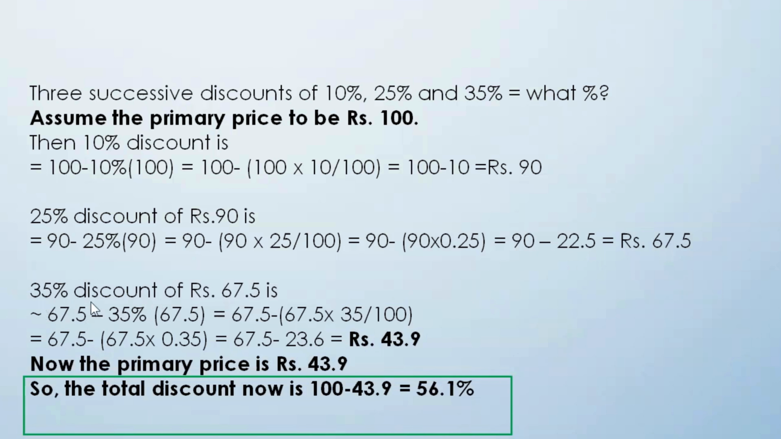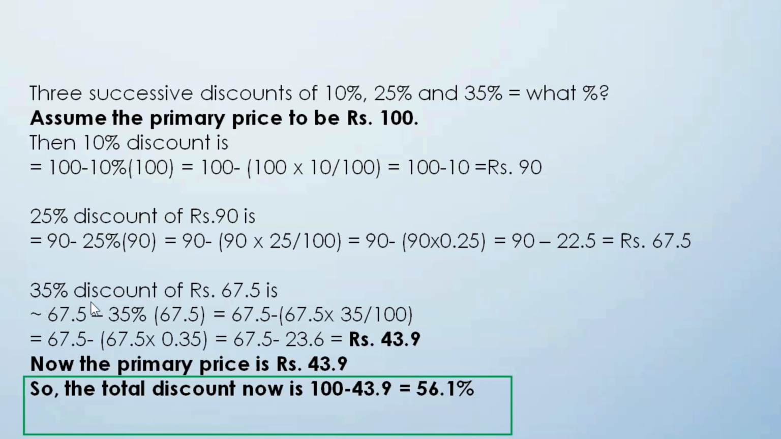Now do not worry that there is no 43.9 in the options. The primary price now is 43.9. They are asking you what the cumulative discount is going to be. So the total discount now is 100 minus 43.9, which is 56.1. Hence, option 1 becomes the correct answer. I hope you have followed the steps that I showed you to arrive at the correct answer.